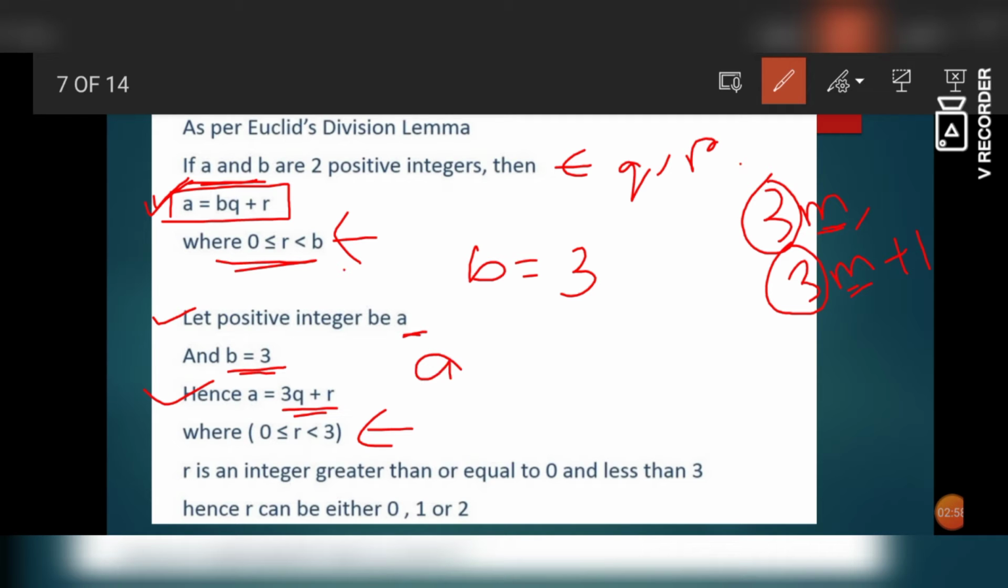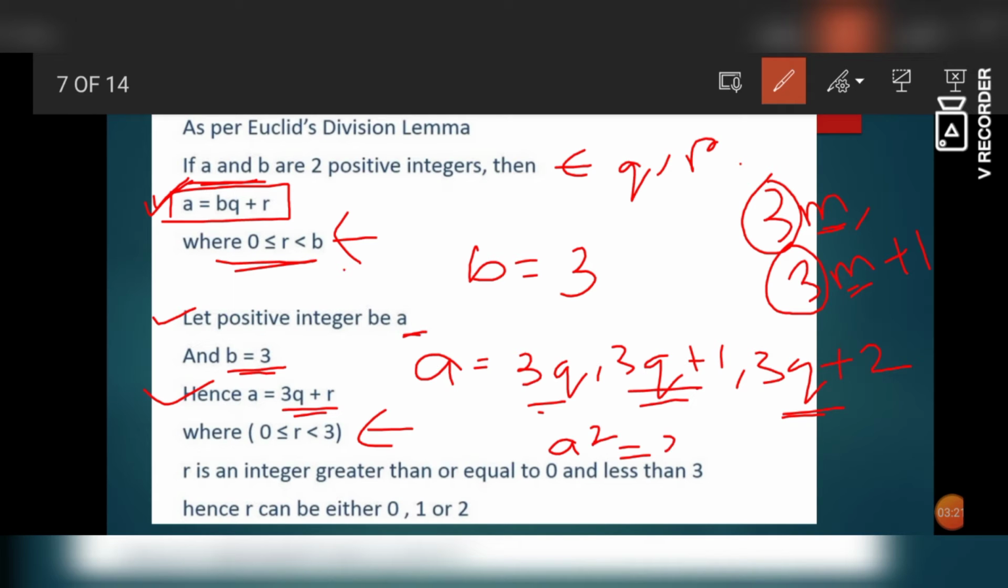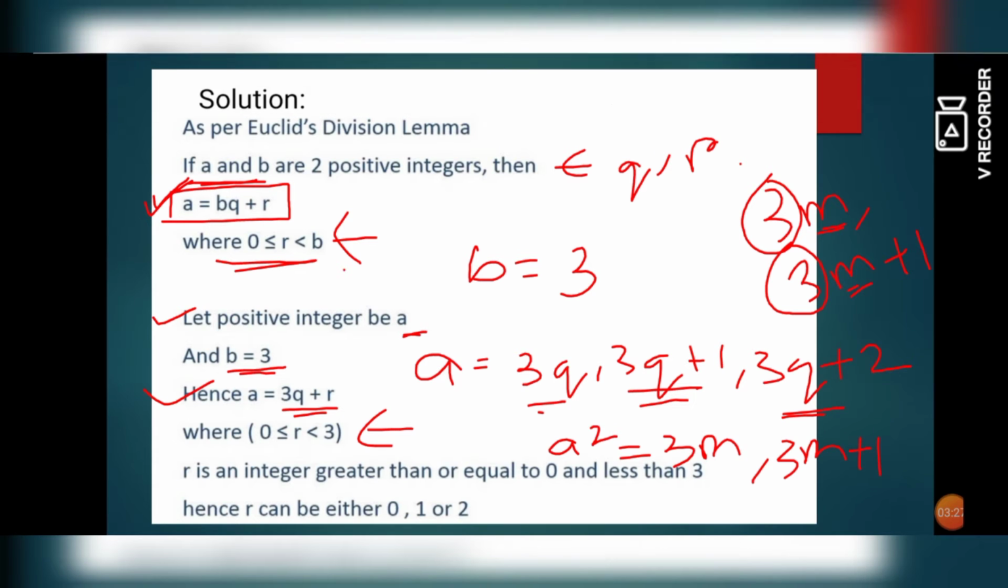So our values of a are 3q, 3q plus 1 and 3q plus 2. When r is equal to 0, we have 3q. When r is equal to 1, we have 3q plus 1. And when r is equal to 2, we have 3q plus 2. Now we have to show that a square is equal to either 3m or 3m plus 1. So let us see how to do this sum, the second part.